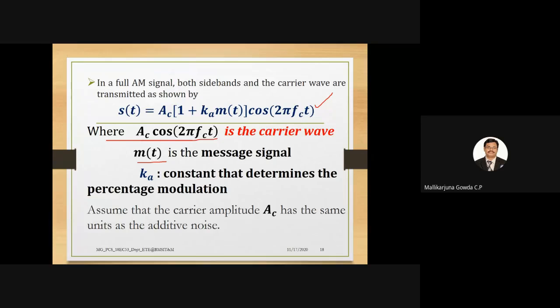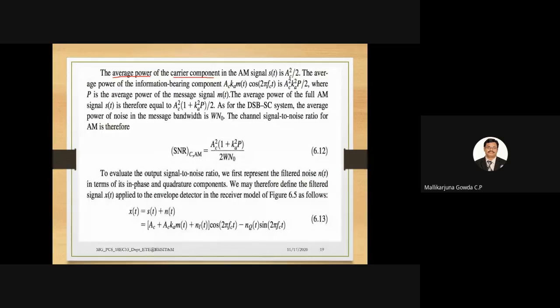See, the carrier component is Ac cosine of 2 pi fc t. How do you find the average power of this? I said Ac by root 2 whole square. That will give the average power of this carrier, which is Ac squared by 2, right? So that is what is written here. The average power of the carrier in the AM signal will be Ac squared by 2.